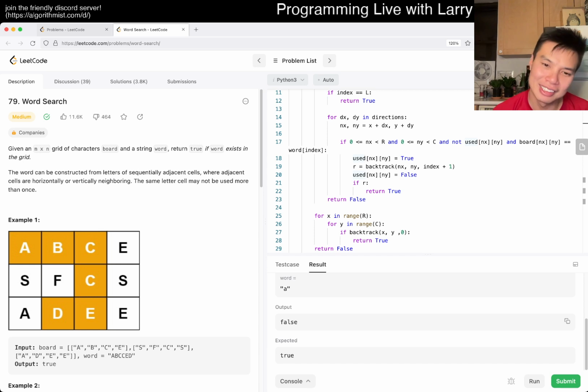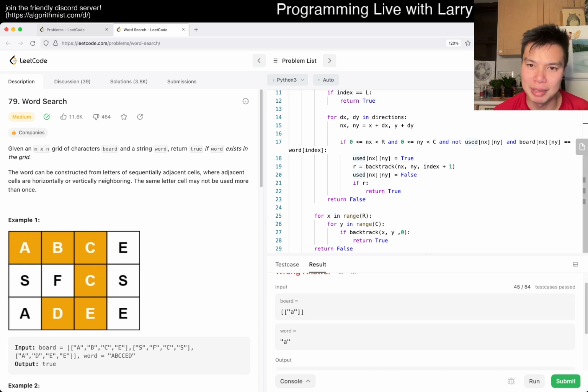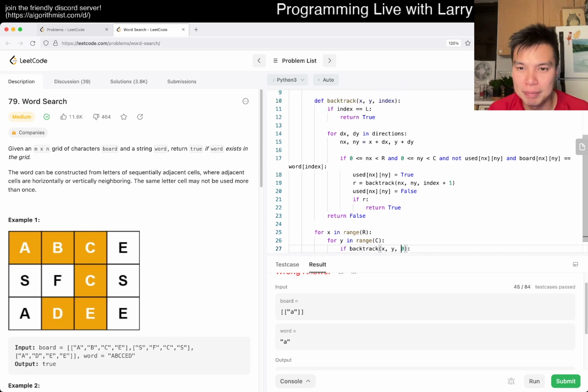Oh, I even said that, but I messed up here, didn't I? I knew that. Now I'm upset with myself because I was like, remember to check the base case. And then by the time I finished typing, I forgot to check the base case. So yeah.